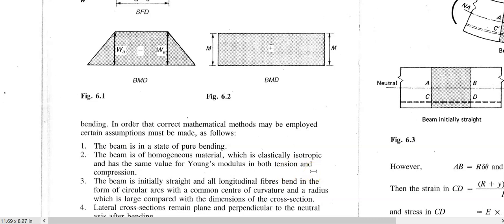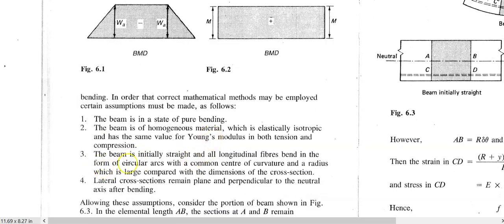Remember the word Young's modulus of elasticity? We're talking about that property there. But for us, we can assume that the material, whether it's steel or timber or concrete, is homogeneous. That means its properties throughout the body of the material are the same, and it behaves elastically, the same throughout the body of the material. Okay, there's Young's modulus. Number 3, the beam is initially straight, and all longitudinal fibers, the short word for that is long, bend in the form of circular arcs with a common center of curvature and a radius which is large compared with the dimensions of the cross section.